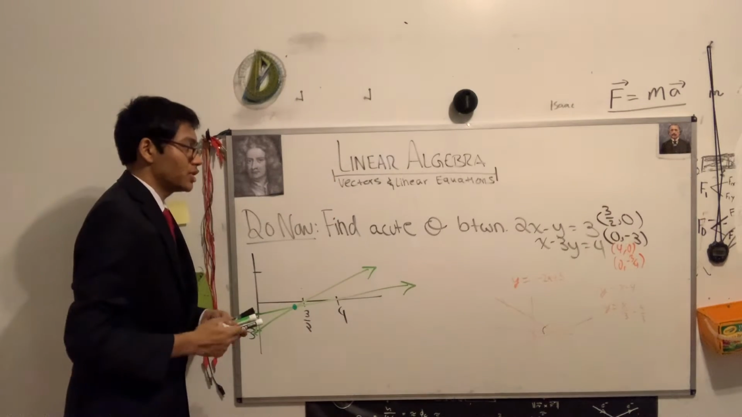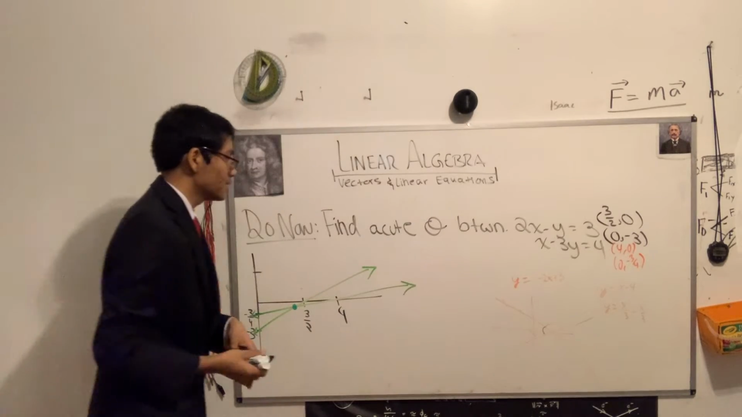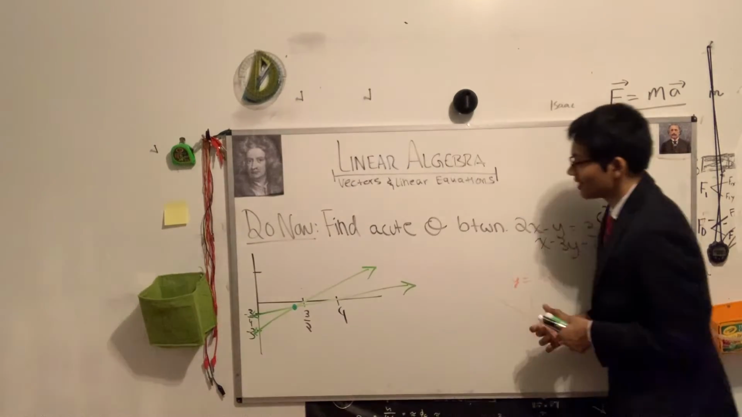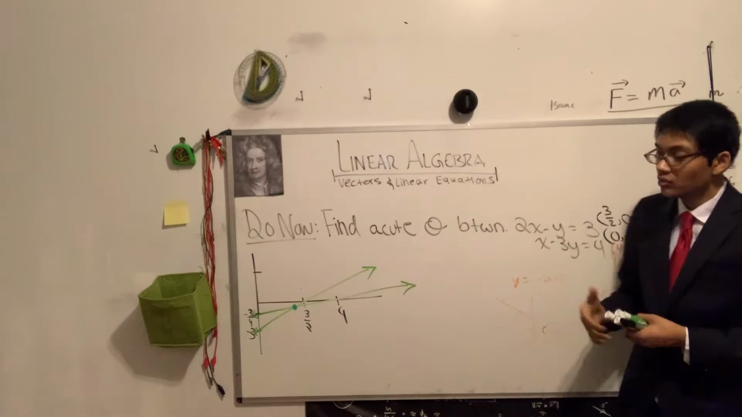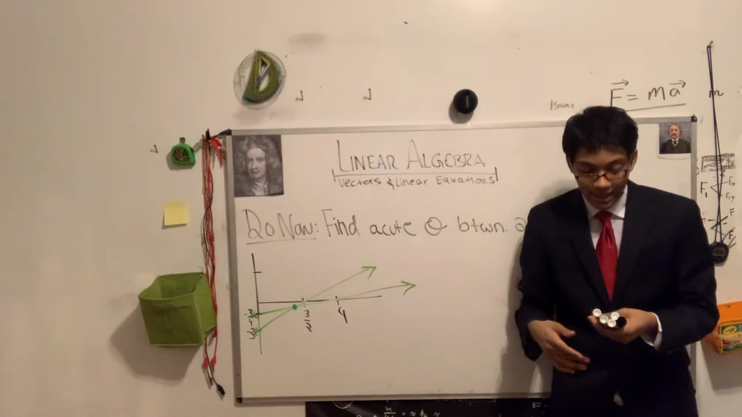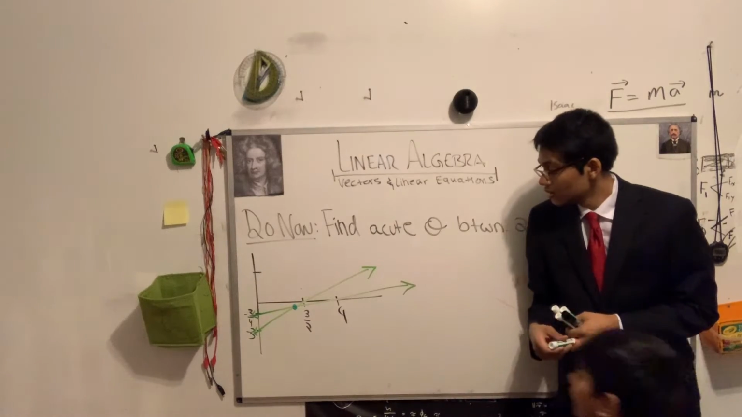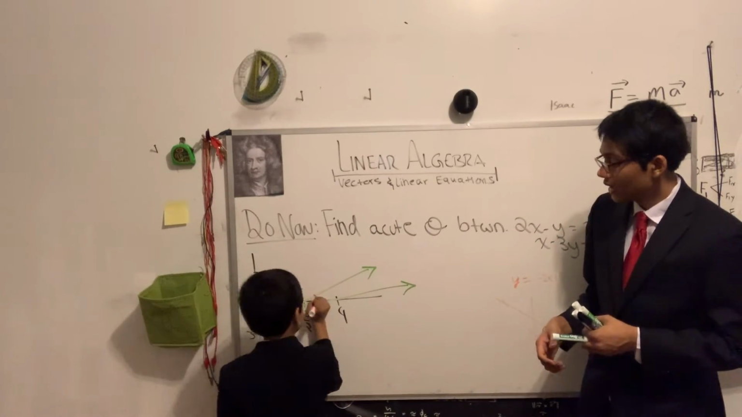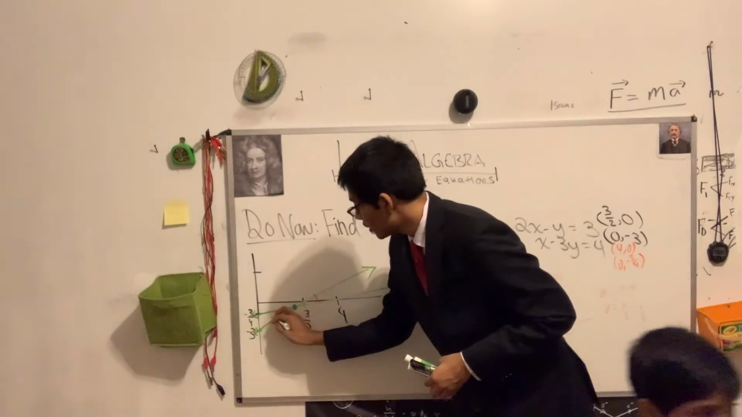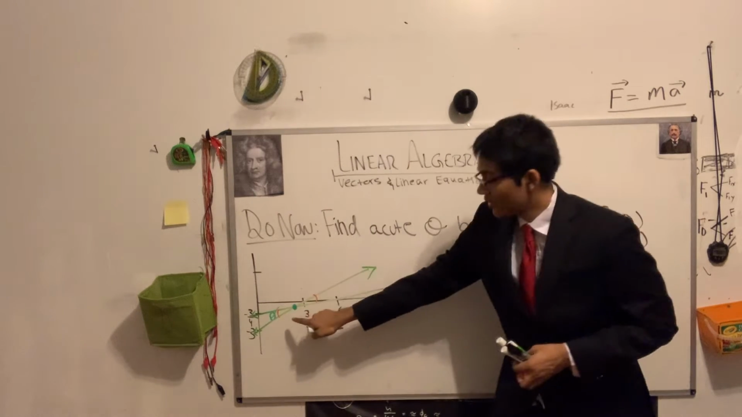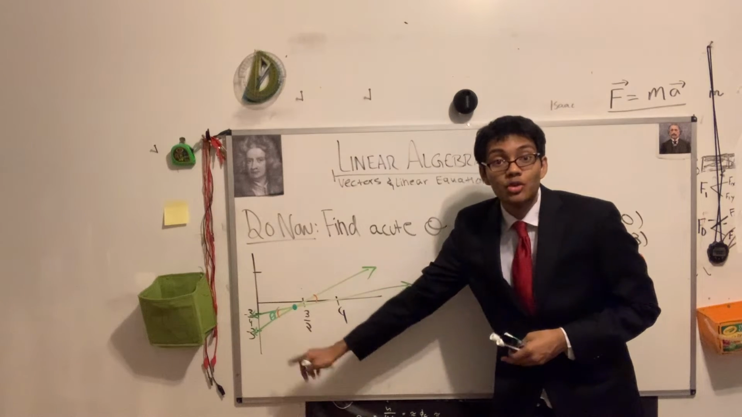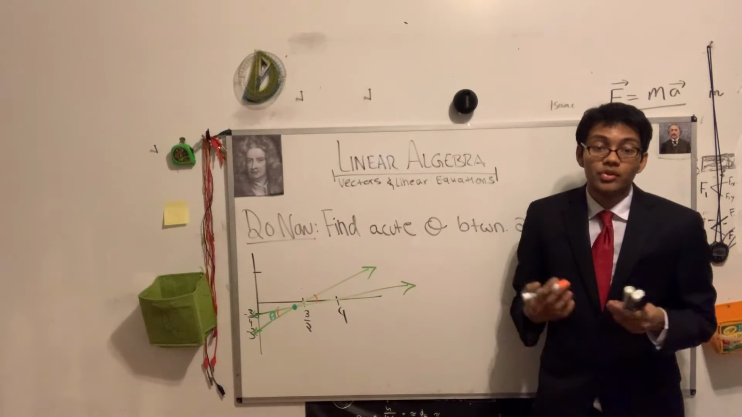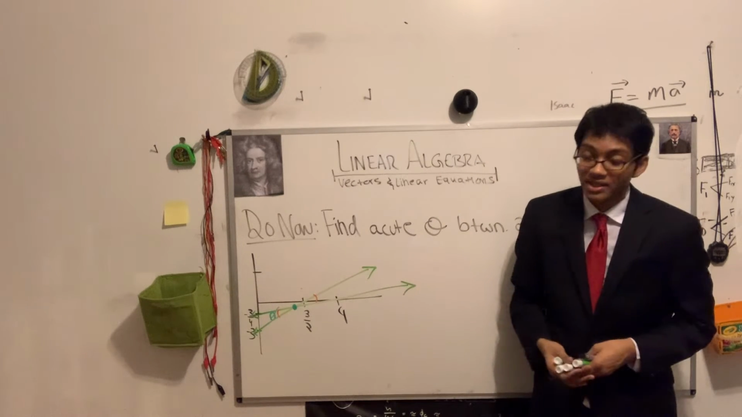Now, what is my question? My question is, find the acute angle between the two lines. Now, do you guys see where the acute angle is? Yeah, these two acute angles. Exactly. So our question is to find this theta right here. That is our goal, to find this angle between the two lines. And we will try to do so using vectors.